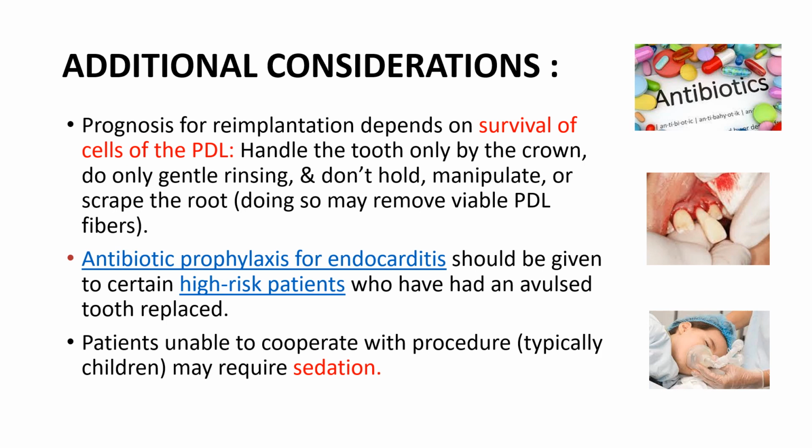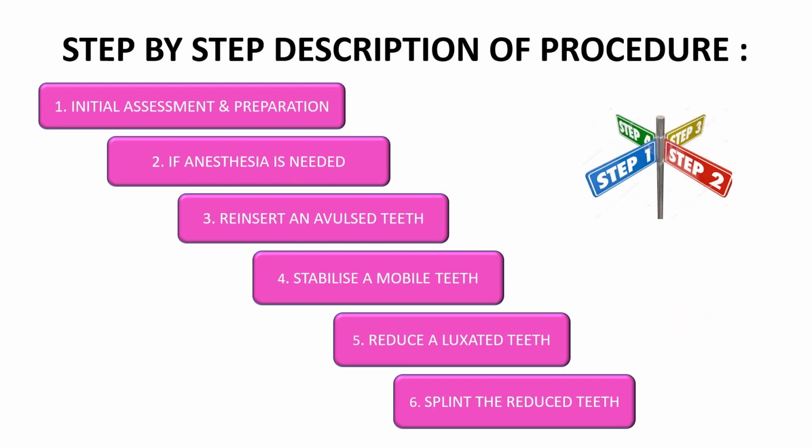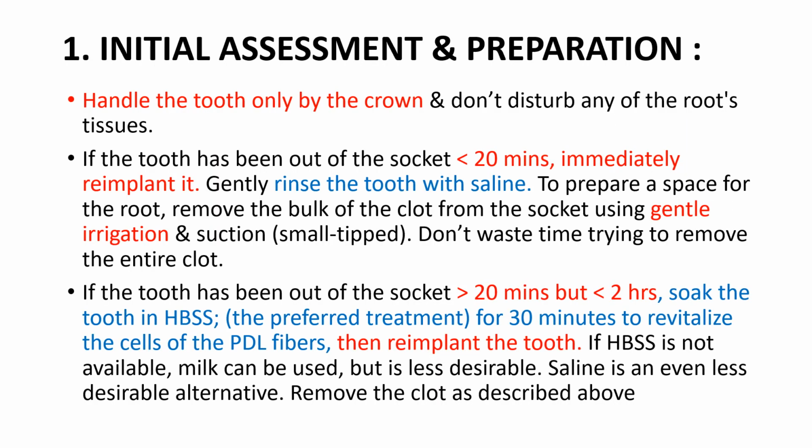Antibiotic prophylaxis for endocarditis should be given to certain high-risk patients who have had an avulsed tooth replaced. Patients unable to cooperate with the procedure, typically children, may require sedation. Step-by-step description of procedure. Initial assessment and preparation. If anesthesia is needed, reinsert an avulsed tooth. Stabilize a mobile tooth. Reduce a luxated tooth. Splint the reduced tooth.